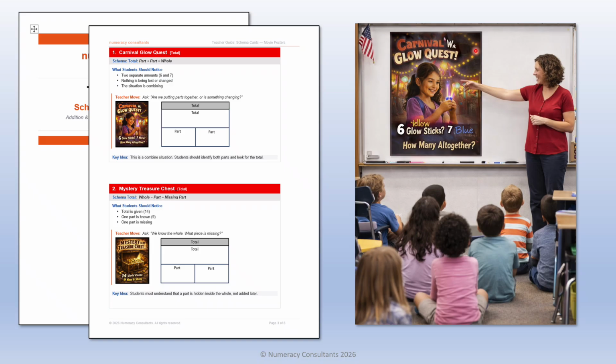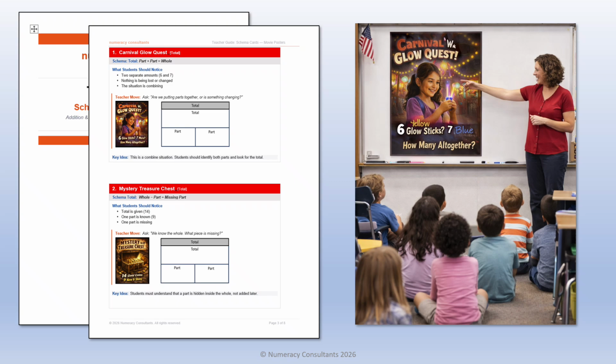So you project your poster up onto your board, and this one says 6 yellow glow sticks, 7 blue. How many altogether? You may not know it, but this is considered a total part-whole structure or schema. You would teach students, well, what are the parts? They're identifying it and learning from the prompts up there. There are 2 separate amounts. Is there anything changing, or do we just have 2 amounts that we're putting together? They're learning about what that part-whole is.